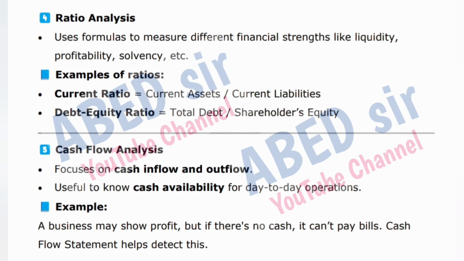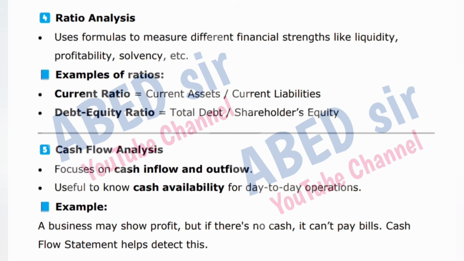4. Ratio analysis. Uses formulas to measure different financial strengths like liquidity, profitability, solvency, etc. Examples of ratios: current ratio is equal to current assets divided by current liabilities. Debt equity ratio is equal to total debt divided by shareholders' equity.